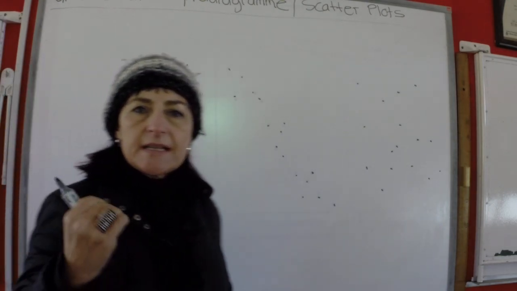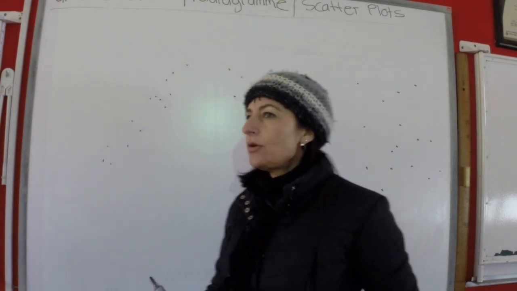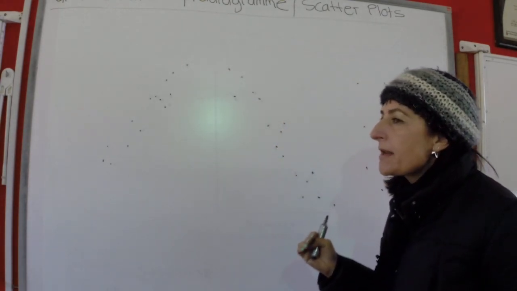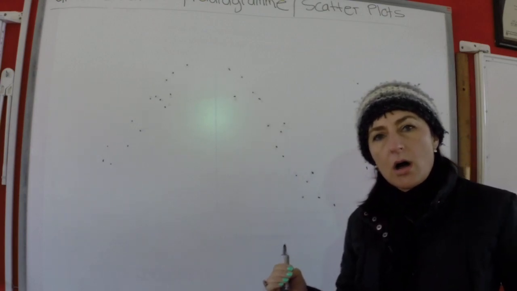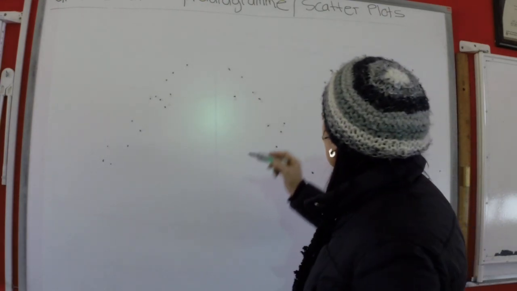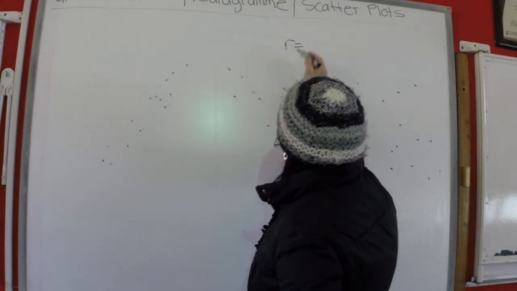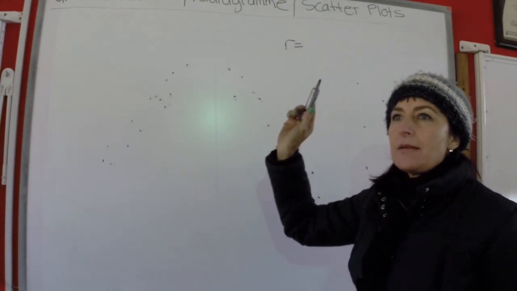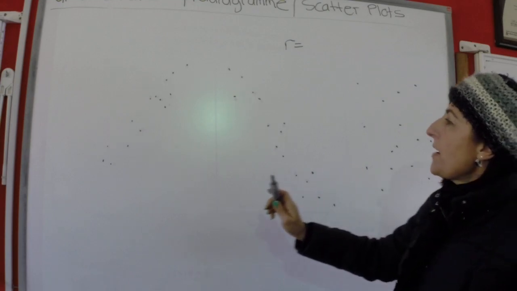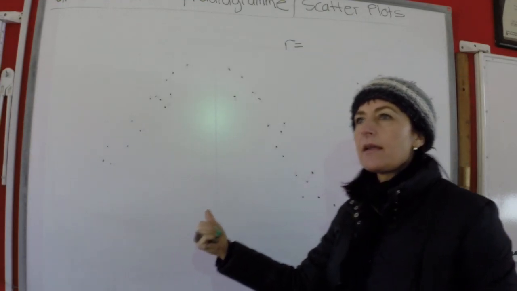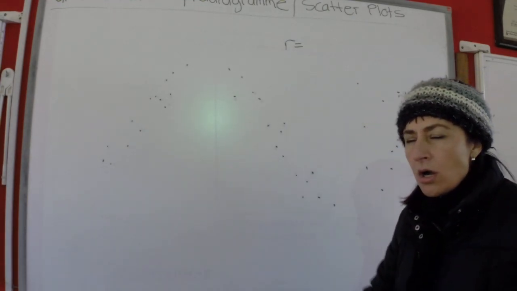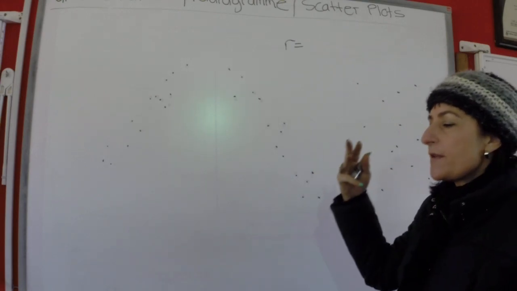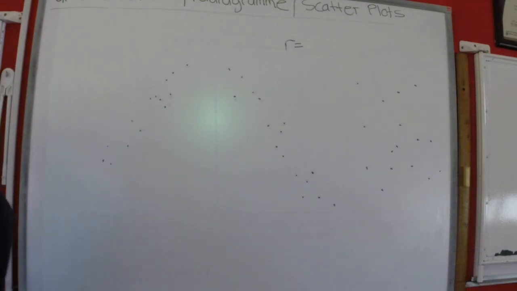Wanneer ons nou presies dieselfde ding op ons sakrekenaars gaan doen, dan kan ons 'n waarde kry, ons noem dit die korrelasie. En daai waarde is 'n R is gelyk aan. And because of that value, we can then make a conclusion if it's linear, if it's strong, if it's positive, if it's negative. Let's quickly look at that. Right.